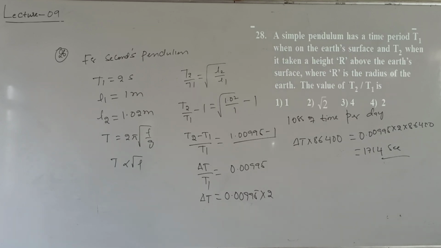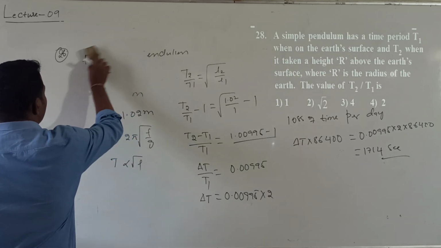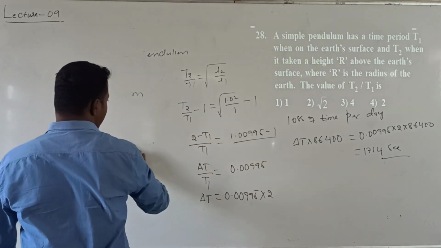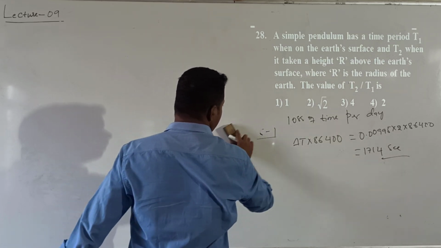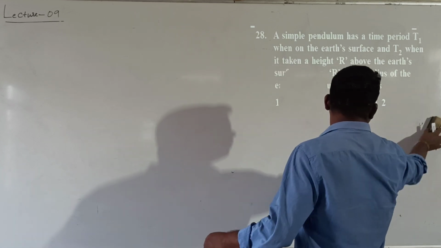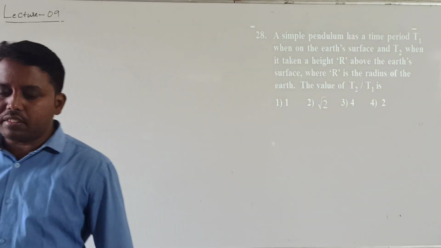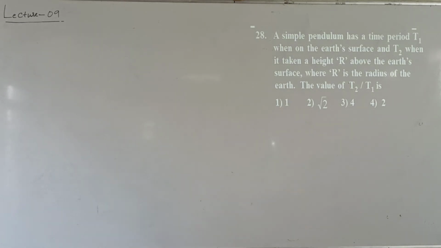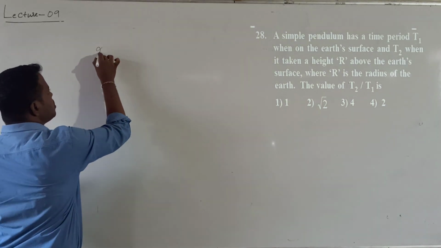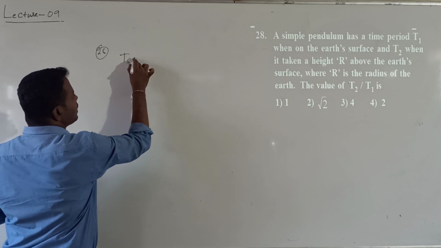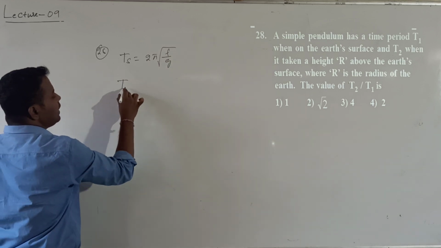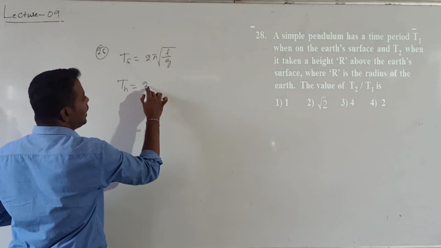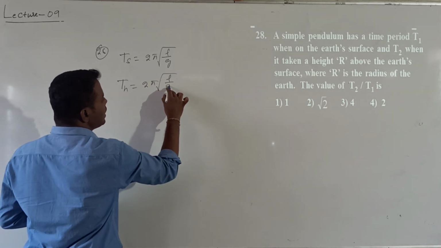Next, question number 28. What is this question? The question they have given is: a simple pendulum has a time period t1 on the earth's surface, t2 at a height R above the earth's surface. When the pendulum was on the earth's surface, T is 2 pi into root over L divided by g. When it is taken to a height h, it is 2 pi, length value as it is, L by g_h.